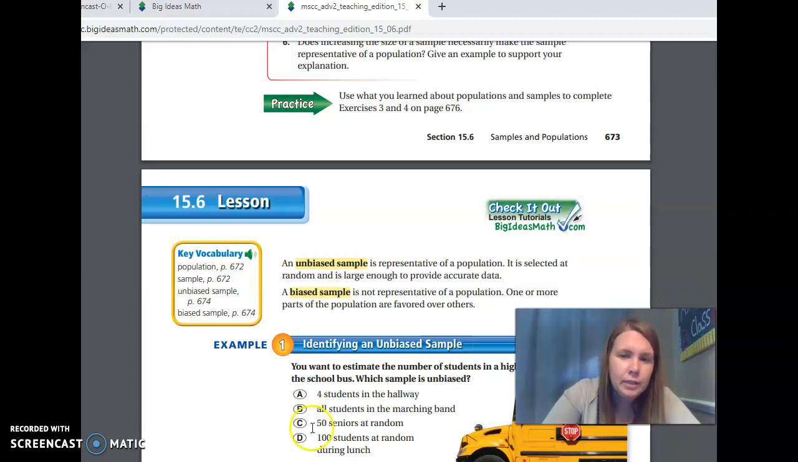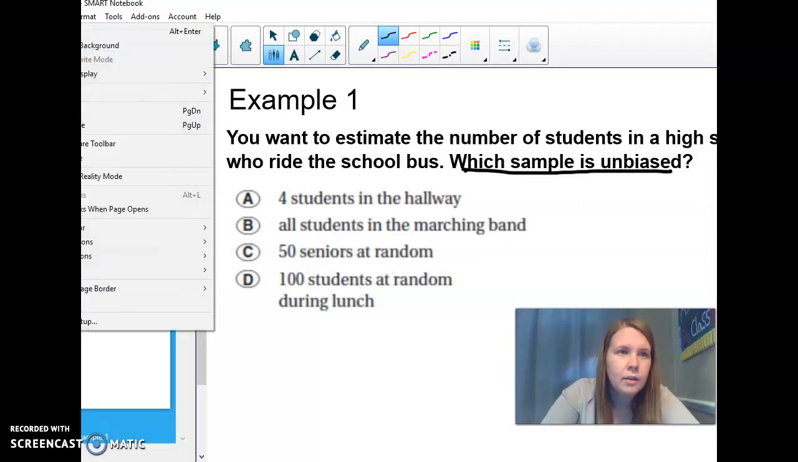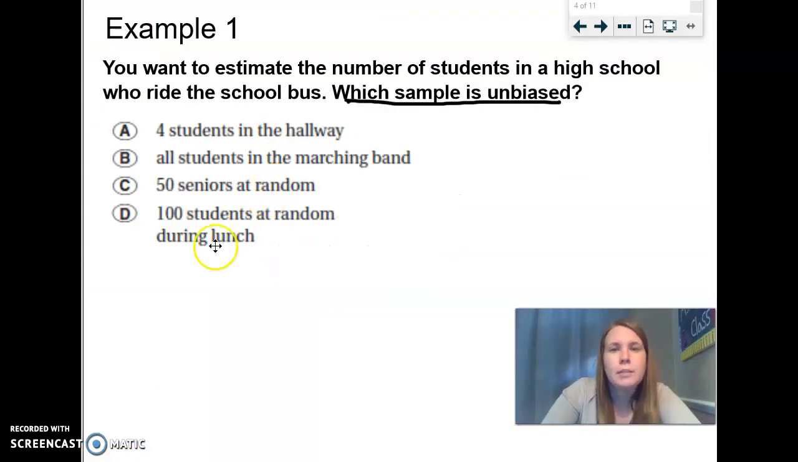All right, so let's go back to our lesson here and look. You want to estimate the number of students in high school who ride the school bus. Which sample is unbiased? A, 4 students in the hallway. B, all students in marching band. C, 50 seniors at random. And D, 100 students at random during lunch.